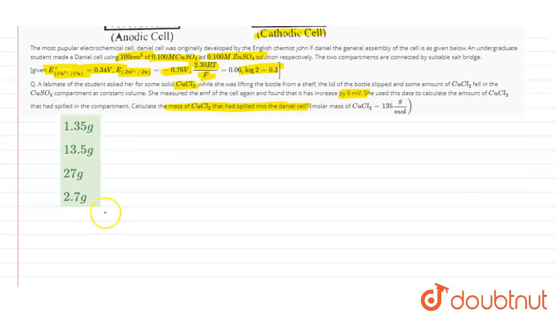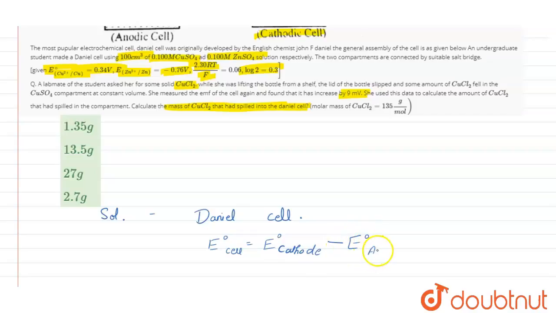For solving this question, let's consider the first case when the Daniell cell was prepared. We can calculate the E0 of the cell under the standard condition. It can be calculated by the formula E0 of cathode minus E0 of anode, and these values of EMF of each half electrode are put here as the standard reduction potential.